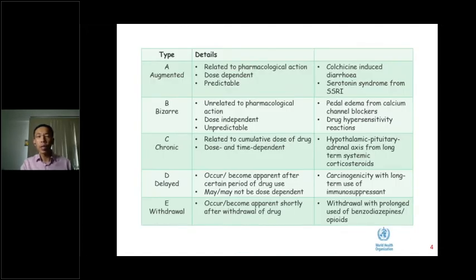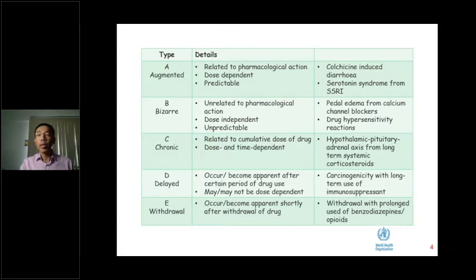So this is a table which shows you the type A to type E adverse drug reactions and what each are defined as. And what we want to focus a little bit more on today will be the type B, so-called bizarre adverse drug reactions, which are unrelated to pharmacological action, which are dose independent and usually fairly unpredictable. And we'll focus in particular on the drug hypersensitivity reactions.